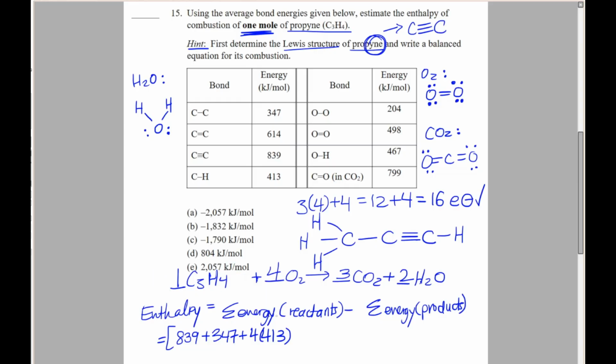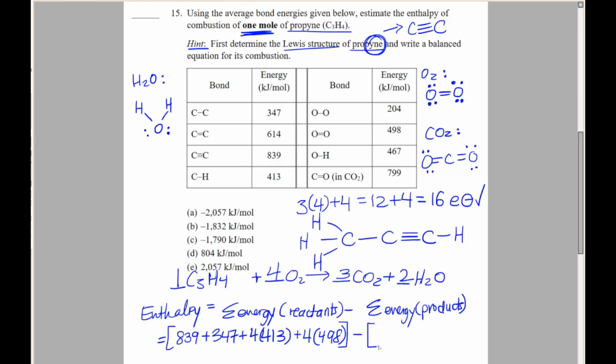We also have to find the energy for the O2 from the combustion reaction. So we have 4 O2s, and each O2 has one double bond between oxygen and oxygen. So we just put 4 times 498. So that's going to be our sum of energy for the reactants, and we have to subtract from that the sum of the energy of the products.